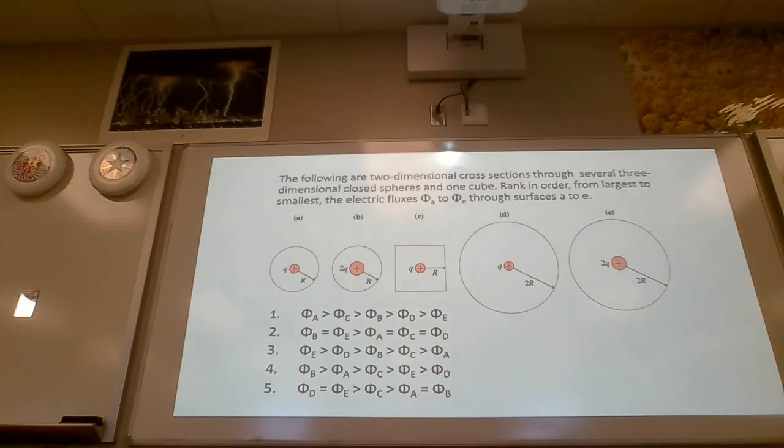Correct answer is dos. Everybody go with that? Okay, it's all about the charge enclosed. I don't care about the shape. Okay.